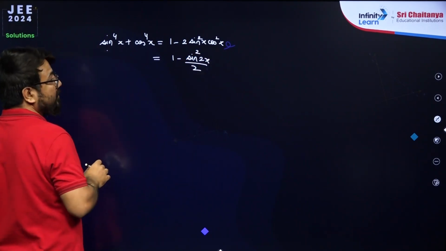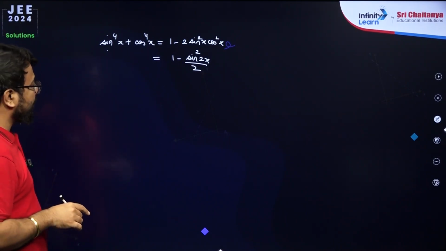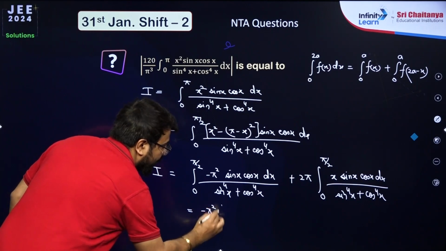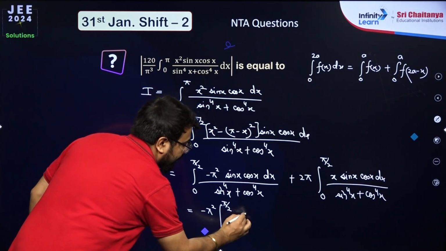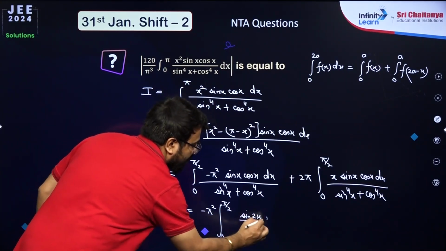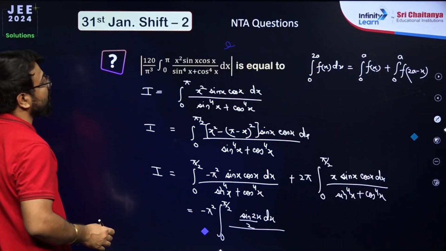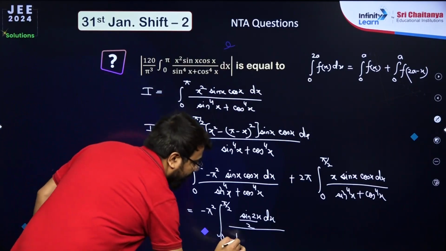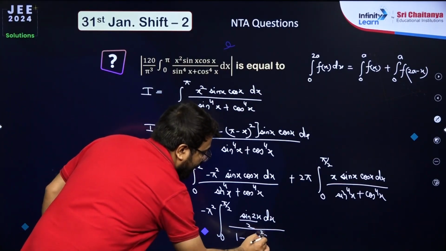Alright, so I can write the value here as minus pi square, integral 0 to pi by 2. Here it is sin x cos x. If I multiply and divide by 2, it will be sin 2x over 2, whole divided by, instead of sin raised to the power 4 plus cos raised to the power 4, 1 minus sin square 2x over 2.